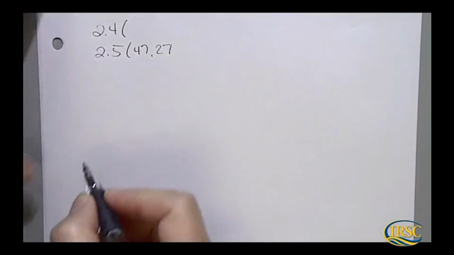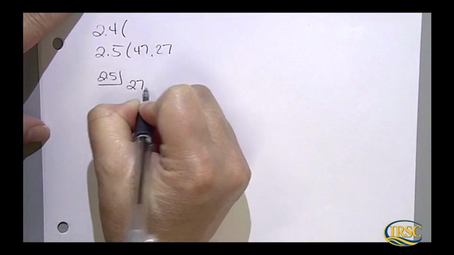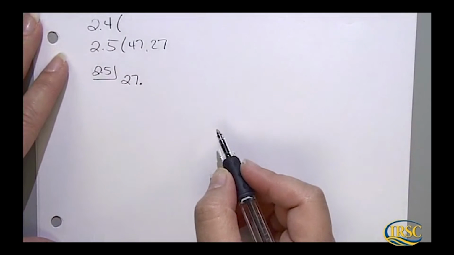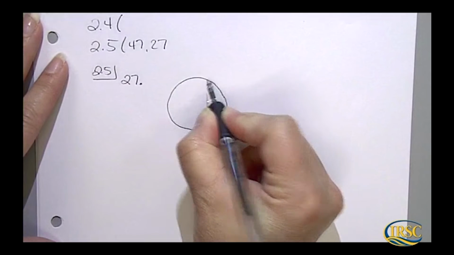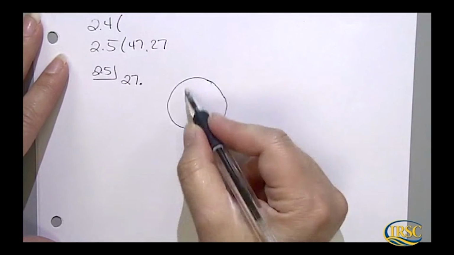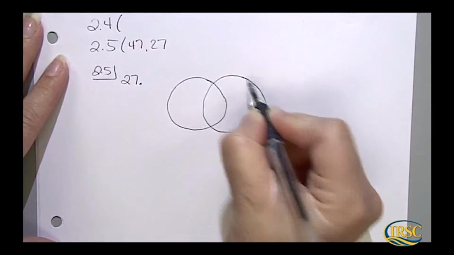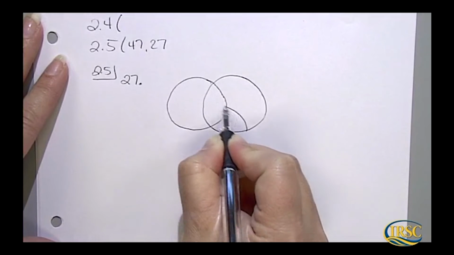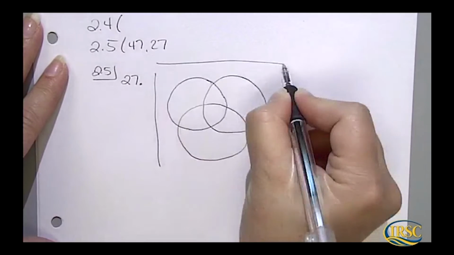Okay, so in section 2.5, starting with number 27, you have a three-set Venn diagram. And by the way, this is the best way to draw a three-set Venn diagram. Draw the first circle, then the second circle, and then start right here for the third circle and make an arc and then go all the way around. And then draw the box around it.